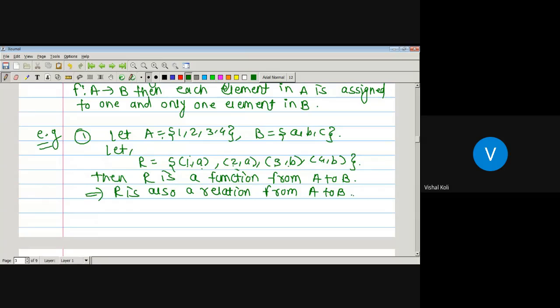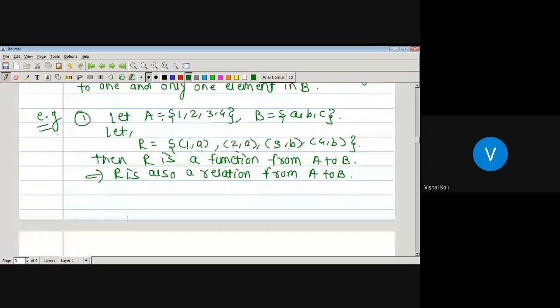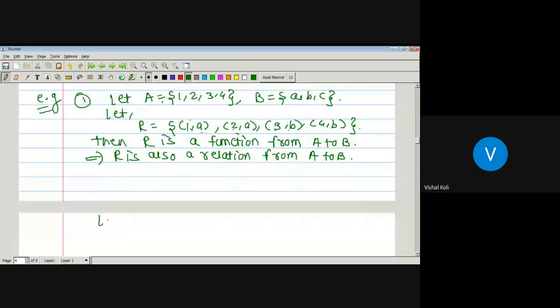Now let us consider one subset S. Let S be a subset in which element 1 is mapped onto a, element 2 is mapped onto b, element 1 is mapped onto c, element 3 is mapped onto a, and element 4 is mapped onto b. Now we have to see whether this S is a function from A to B or not. By the definition of relation, 1 goes to a, 2 goes to b, 1 goes to c, 3 goes to a, 4 goes to b.